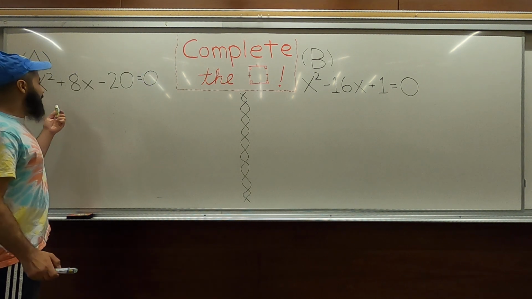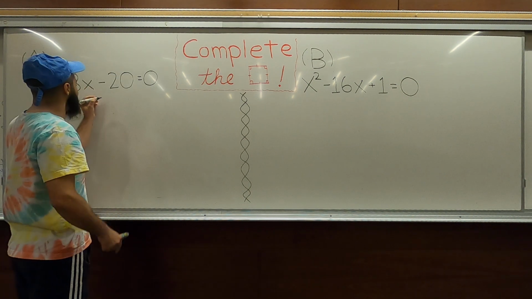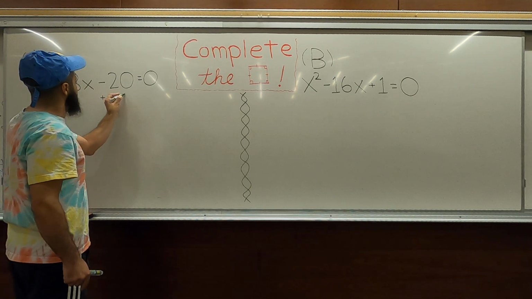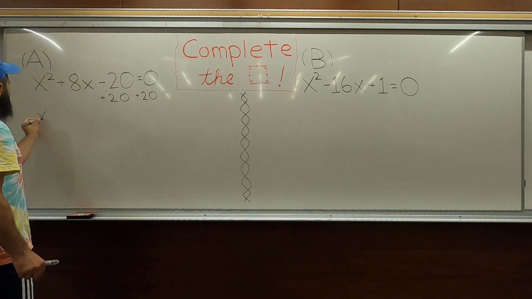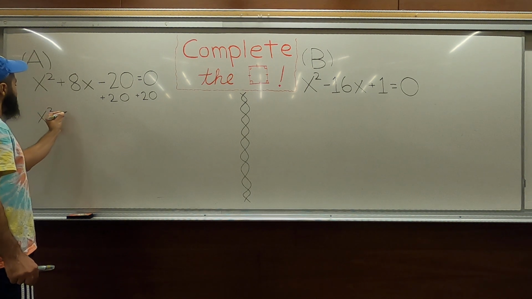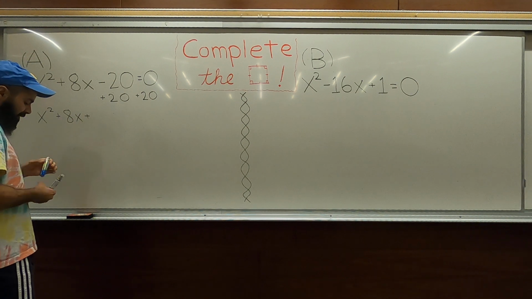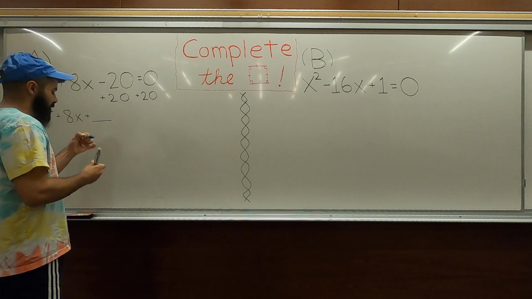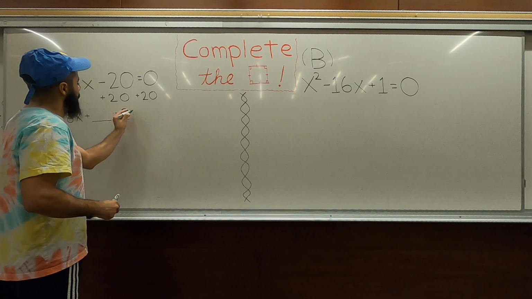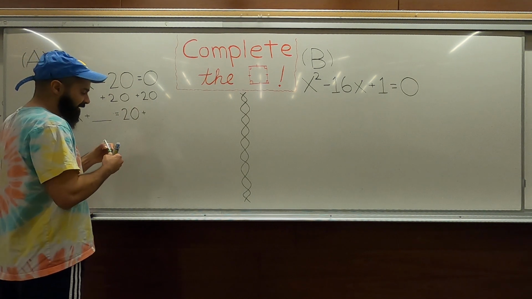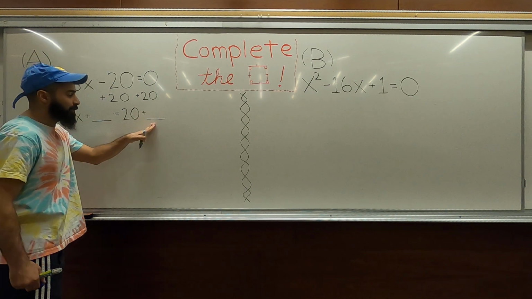So, example A. The first thing you want to do is put the number on the right side. So we're going to go ahead and add 20 to both sides. What we're left with is x squared plus 8x plus, and I like to leave a blank, is equal to 20 plus my blank. The reason it's 20 plus blank is that what you add to one side of your equation, you want to add to both sides.